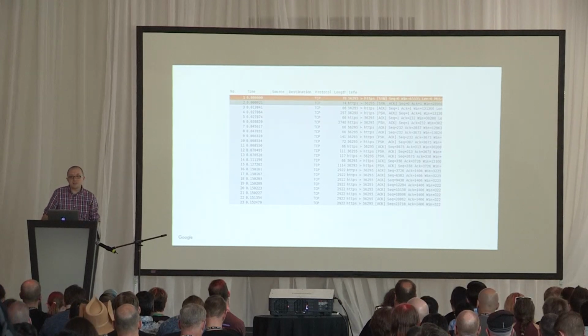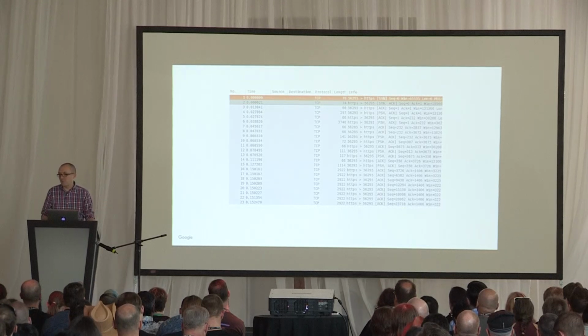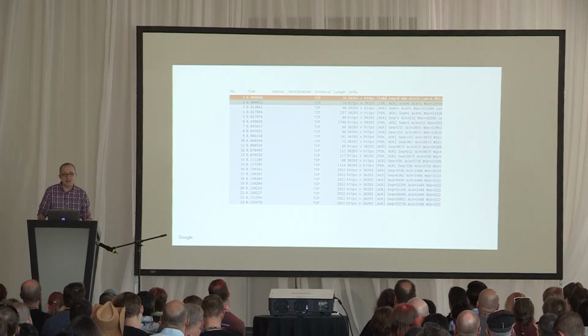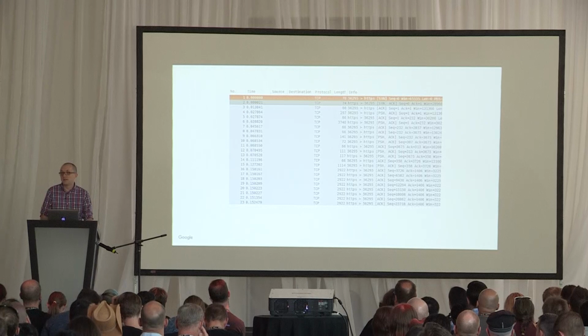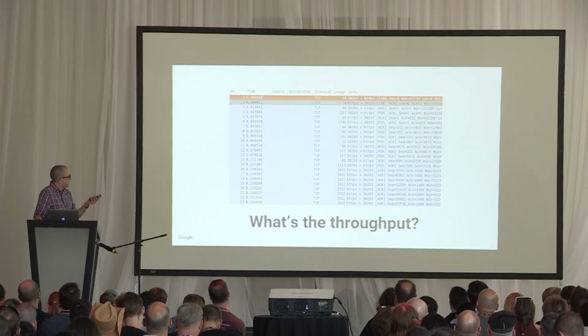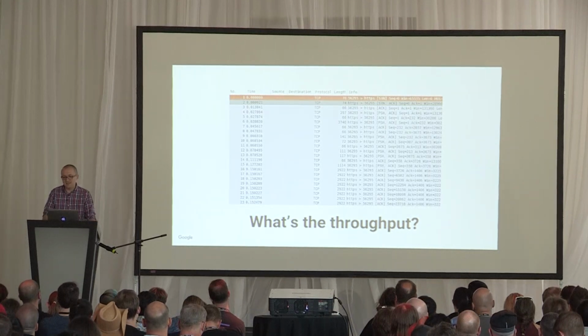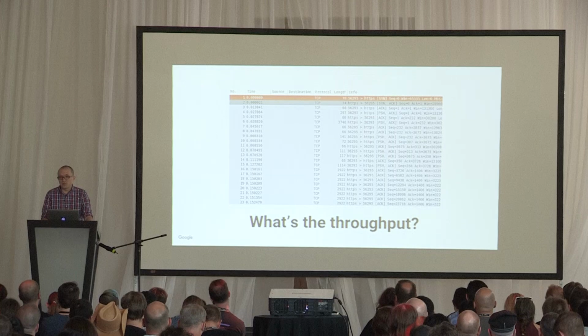I would argue that this is actually not very helpful. Wireshark is great. I'm not saying don't use it. But in this particular example, it's very dense, and it's not really giving us immediately useful, actionable information. And in particular, can you tell me what the throughput of this connection is, just looking at that table?